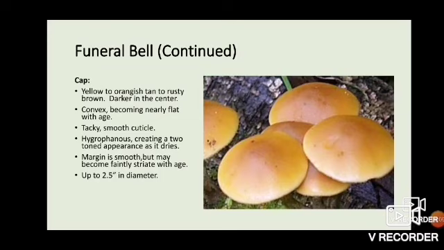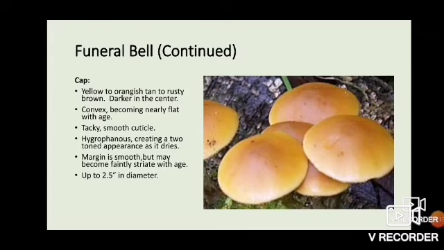So the cap is yellow to orangish tan to rusty brown. It is darkest in the center. It is convex, becoming nearly flat with age. The surface, if you run your finger across it, is tacky. Other than that, the cuticle is smooth. It's just kind of sticky.